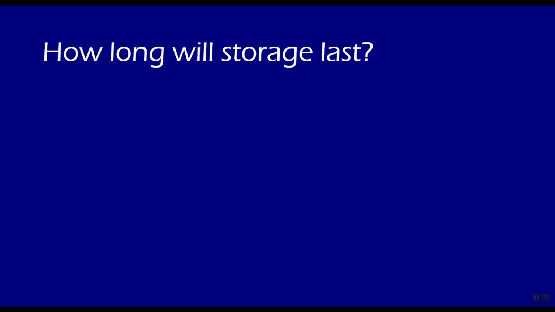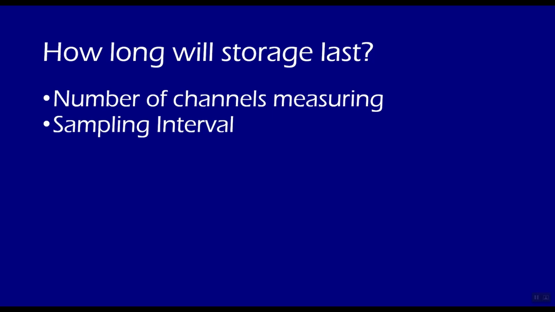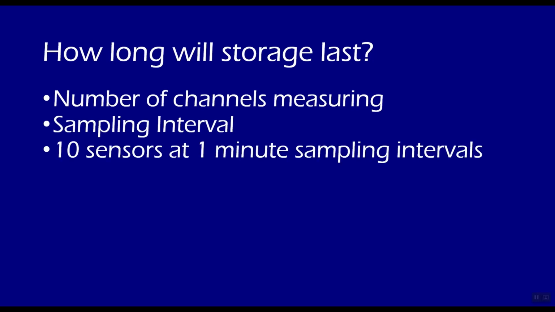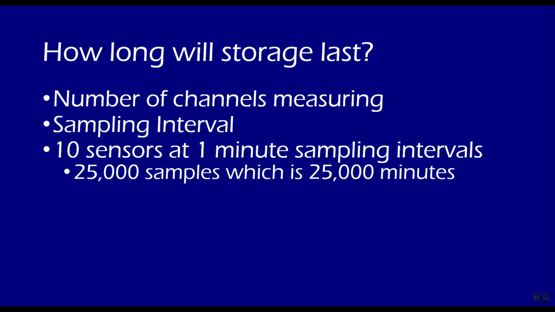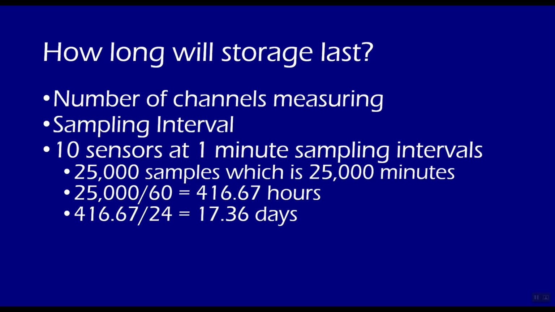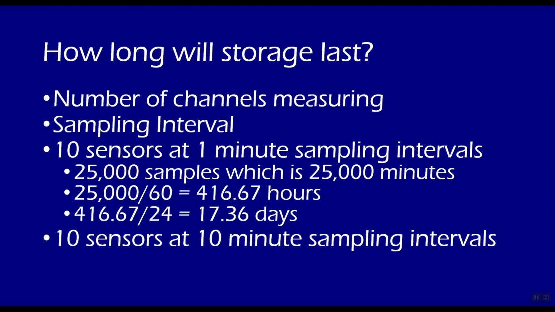Now, along with the number of channels that you're measuring, the sampling interval will also dictate how long you can store your data for. So if, for example, we had 10 sensors at 1 minute sampling intervals, this would be 25,000 readings across each of the 10 sensors. So this would be 25,000 minutes of storage. And if we divide this by 60, this would give us 417 hours approximately. And if we divide it by 24, this would give us a total of just over 17 days. Now let's say the sampling interval was every 10 minutes instead of every minute. The total storage would be over 170 days.